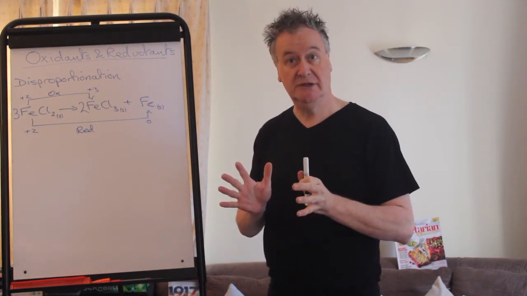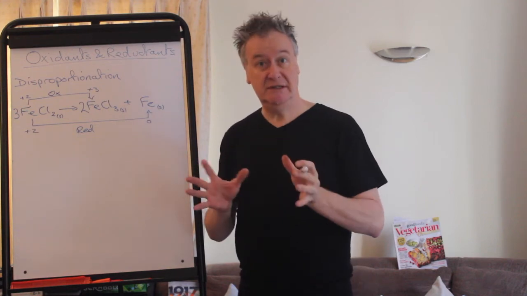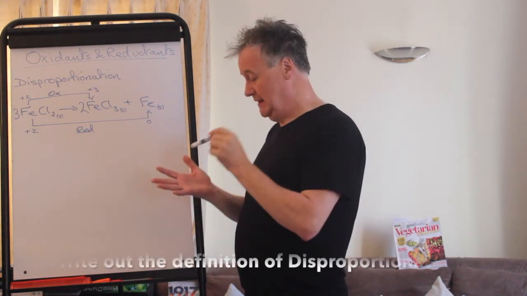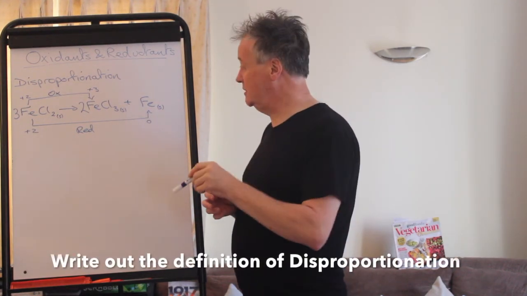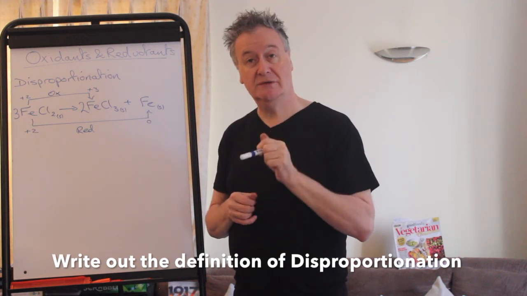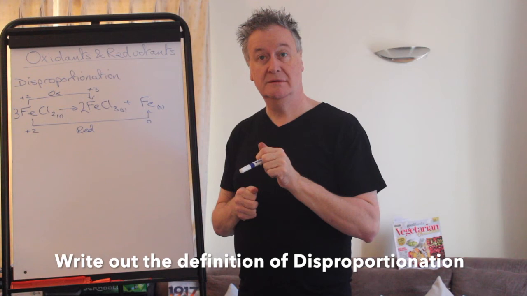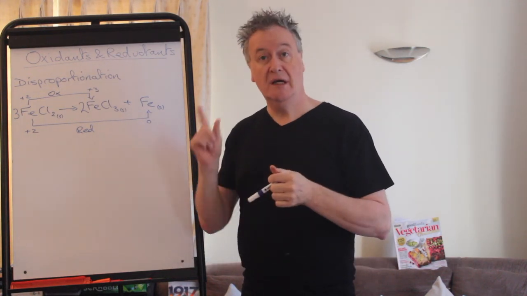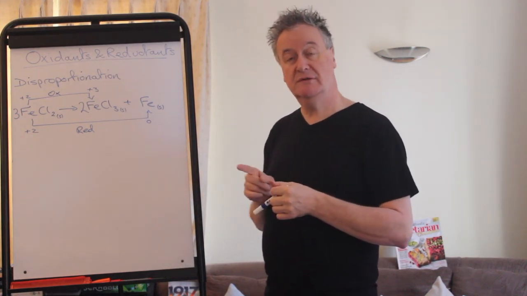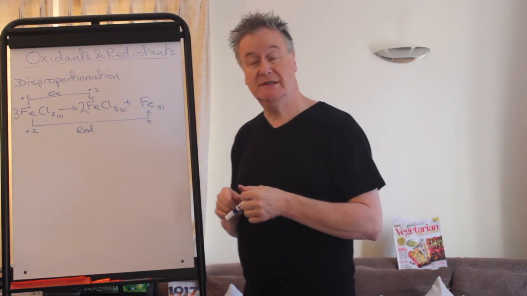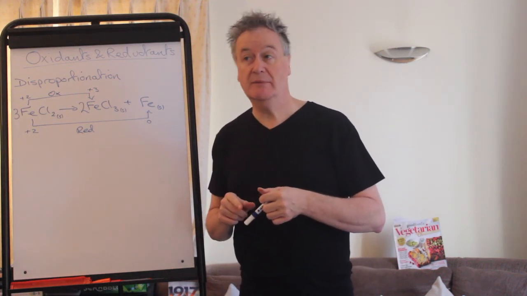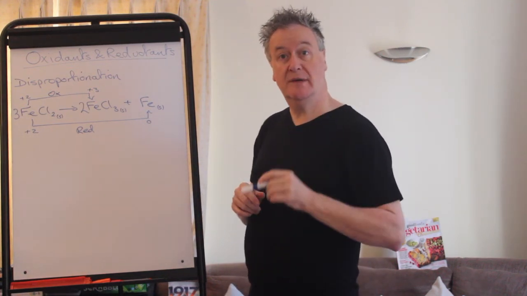Definition of disproportionation. You need to write this down because you need to remember it. Definition of disproportionation is an element is both oxidised and reduced in a balanced chemical equation. That's it. I'm going to clean the board, put 2 further examples on for you to prove that they're disproportionation. Say a couple of things and then we're done. See you in a moment.